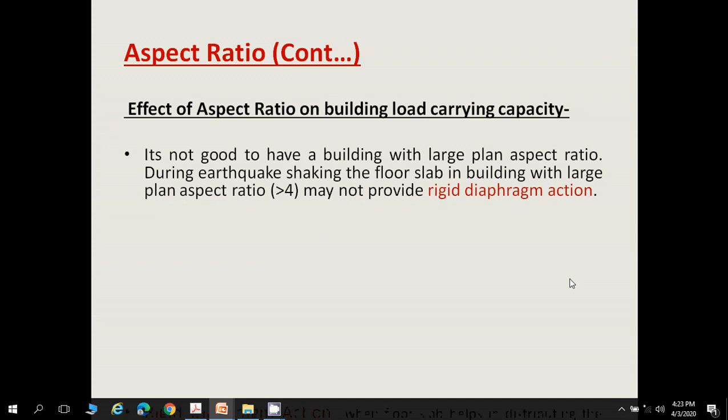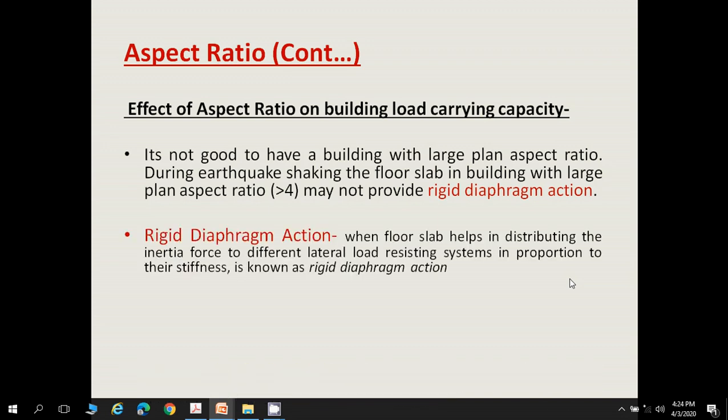The definition of rigid diaphragm action is when the floor slab helps in distributing inertial force to different lateral load resisting systems, that is, columns and structural walls, in proportion to their stiffness. Stiffness means the load required for a unit displacement. The columns or shear walls have different cross sections, so their stiffness will be different, and the inertial force will be distributed among them in proportion to their stiffness. This is called rigid diaphragm action.